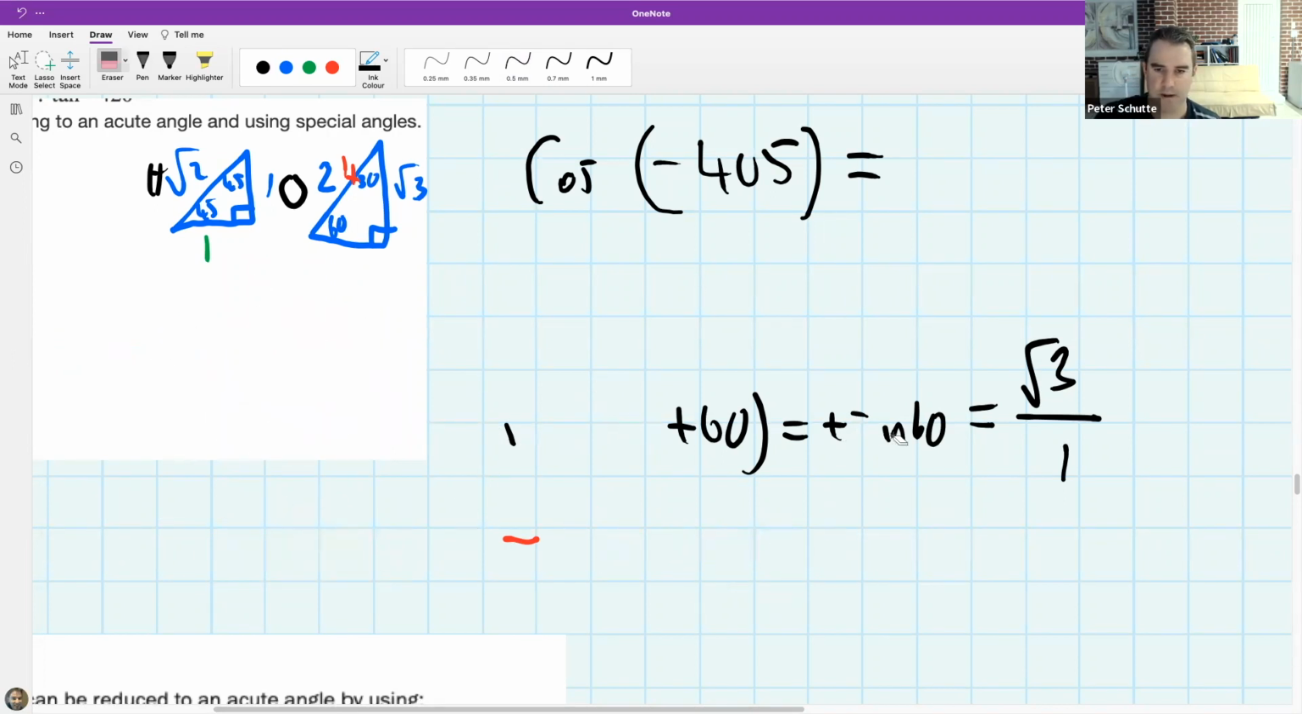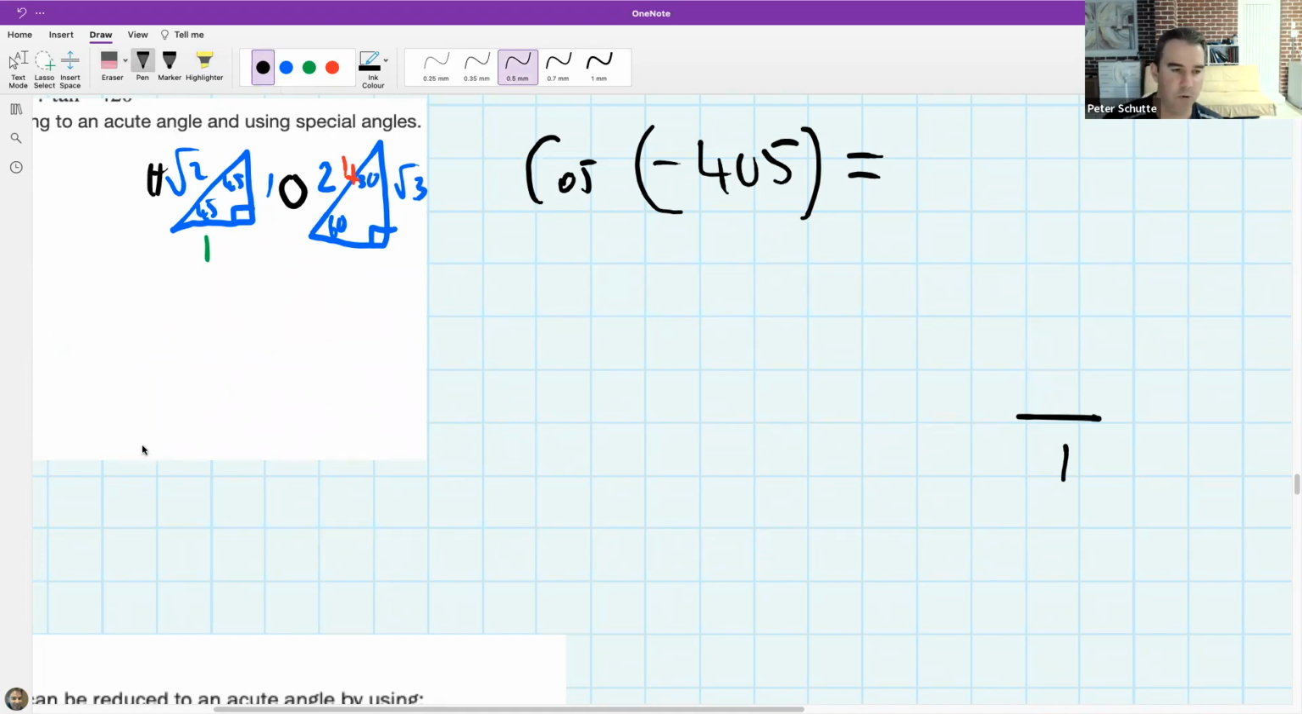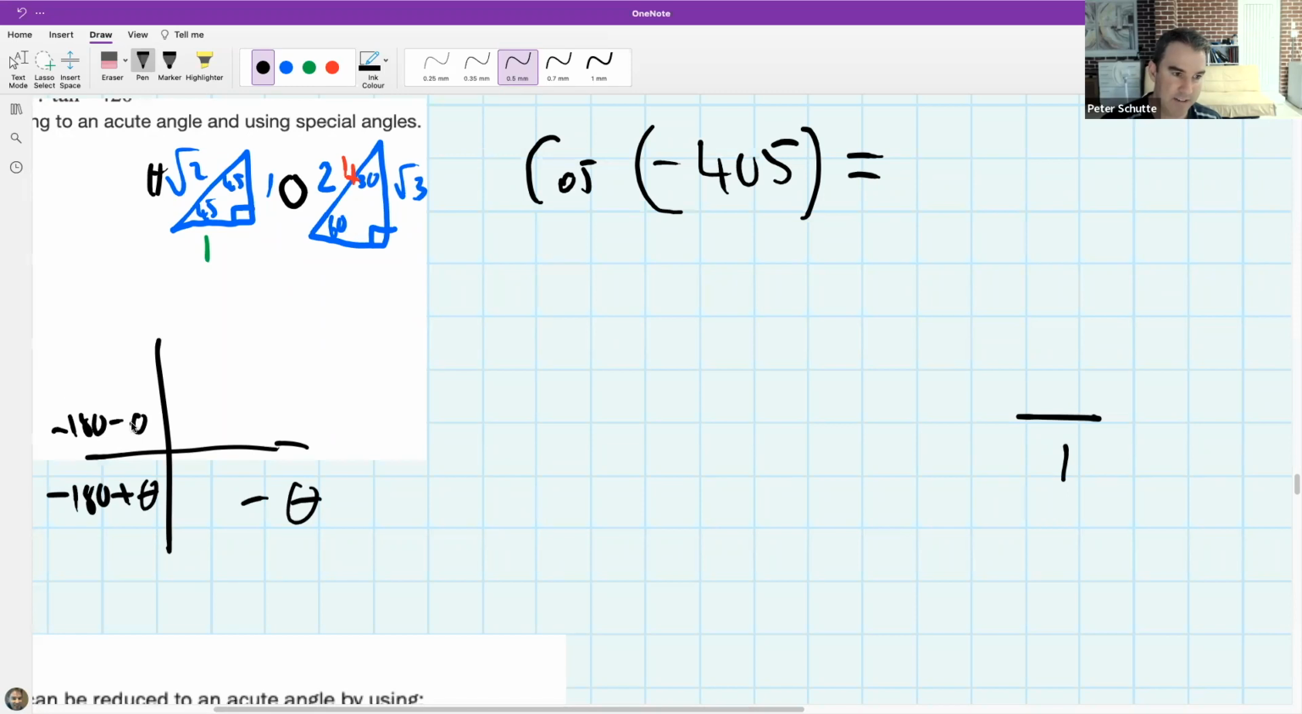So, Kat, you were asking about formulas for negative angles. While people work on this, you can actually generate lots of formulas. If you're in this quadrant, it'll be minus theta. Over here, it would be minus 180 plus theta. Over here, it would be minus 180 minus theta. And then over here, it would be minus 360 plus theta.